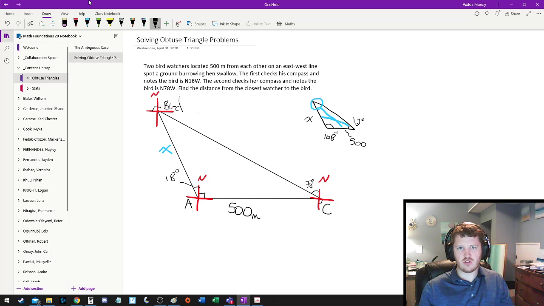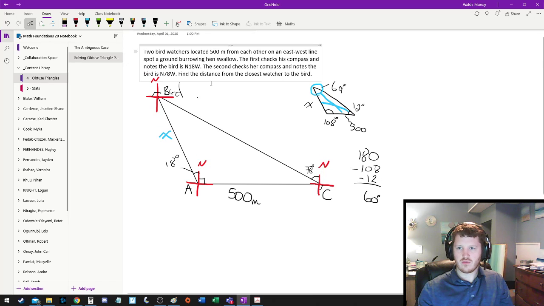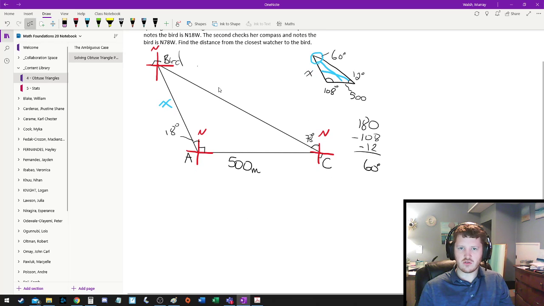So the first step I'm going to do is solve for this last missing angle, which is 180 minus 108 minus 12. This should be an angle of 60 degrees. So this is a 60-degree angle. So angle B, let's draw it in this diagram, because now we can set up our sine law. We're looking for a side, so I am going to put the sides on the top.